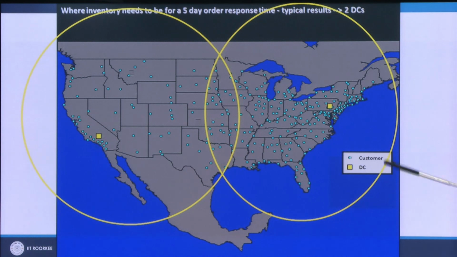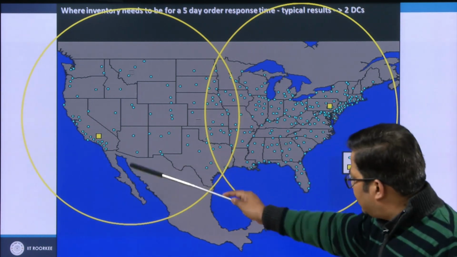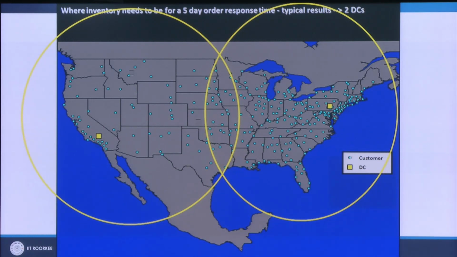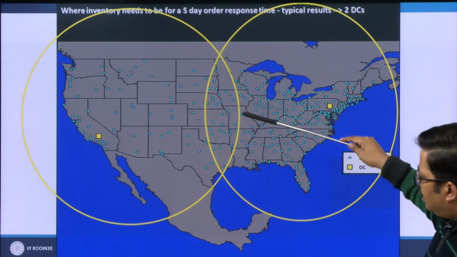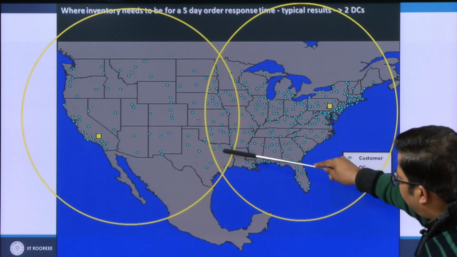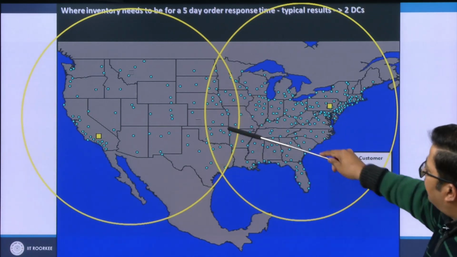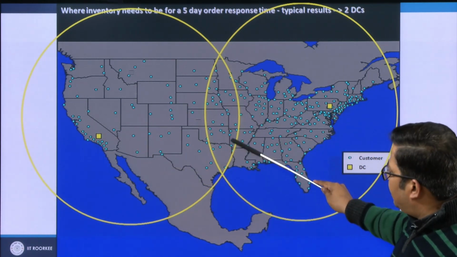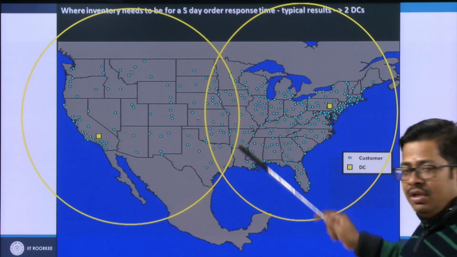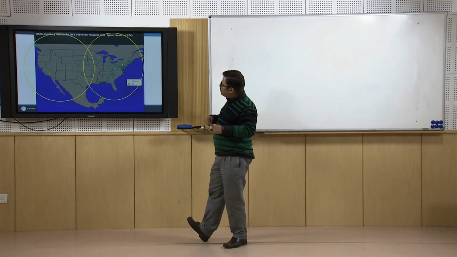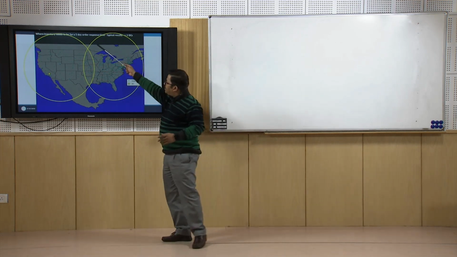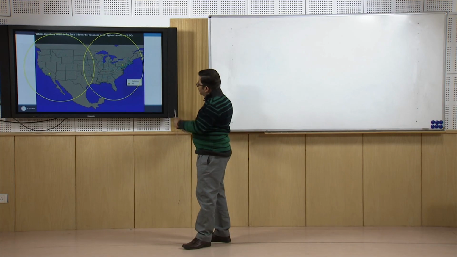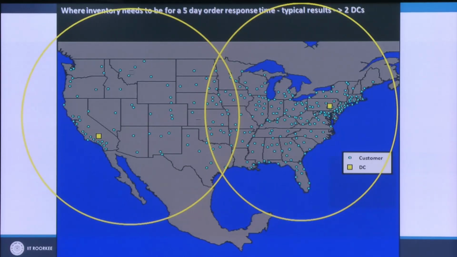Now, let us go to this type of situation. Here you have this distribution center and this distribution center. Within this market you have 2 distribution centers, and in this particular case 2 yellow circles are intersecting. For those customers in the intersecting circle, this distribution center can fulfill the requirement, and this distribution center can also fulfill the requirement, and as a result the response time has reduced from 1 week to 5 days. That is the result of 2 distribution centers for the customers in the intersecting circles.